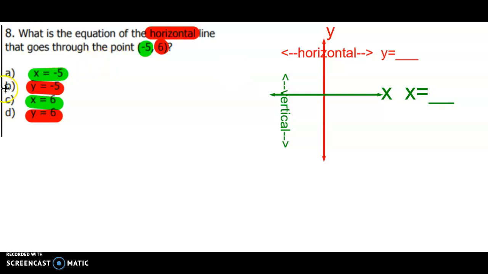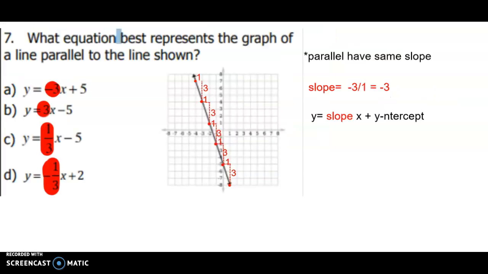Here, I can see it says horizontal, so horizontal is going to be y equals. All right, so I know my answer is either B or D, and 6 is the number in the y spot. So I know my equation would be y equals 6. If this asked me what is the vertical line, I know that vertical is x equals, and that the negative 5 is in the x spot. So if this said vertical, it'd be x equals negative 5. But it says horizontal, so it's going to be y equals 6.